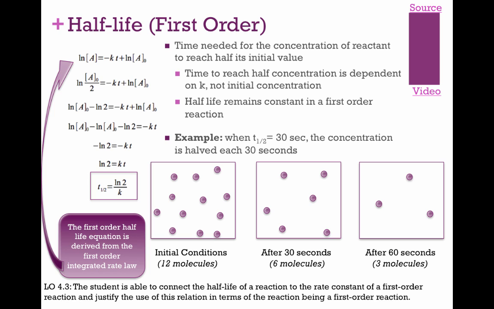So then looking at half-life, half-life is just the time that's needed for the concentration of your reactant to reach half of its initial value. So if you start with 100 moles of something, your half-life is the amount of time it takes to get to 50 moles. And then the time it takes to get to 25, and then 12.5, and so on. Half-life remains constant in a first-order reaction.